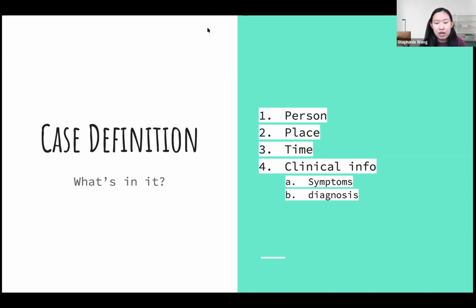And then for clinical information, this usually just covers symptoms. Sometimes if you have diagnostic information, you can include that, but most of the times it would just be symptoms. So for COVID, it would be things like coughing, lightheadedness, difficulty breathing, things like that. You can easily find that online.